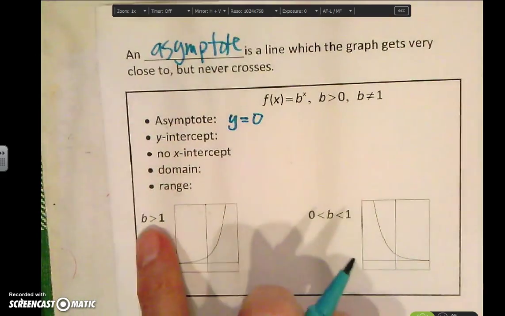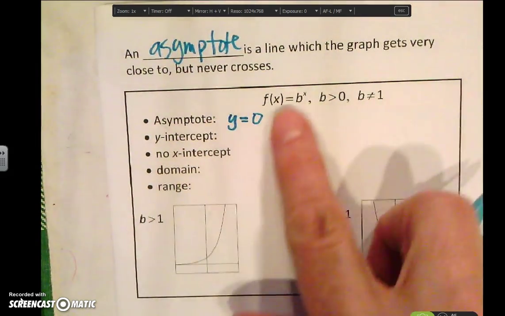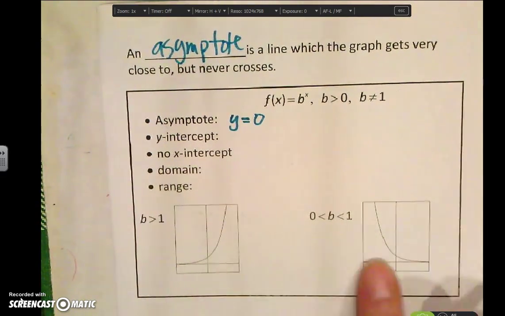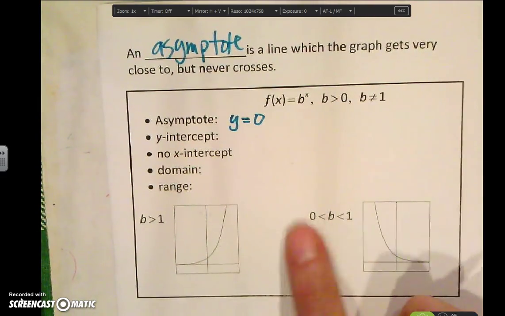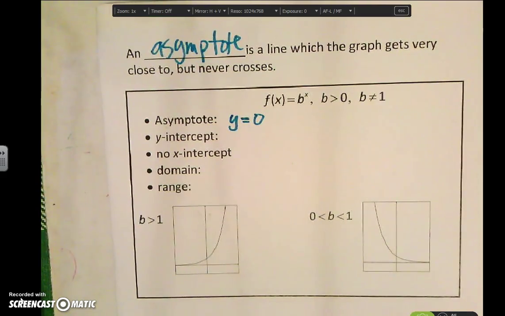Notice here I have them kind of separated. This is like the first group where I had y equals 2 to the x power. So b is greater than 1. And this is like the second group of problems where b is a fraction in between 0 and 1, like the 1/2 to the x and the 1/3 to the x. So that's the two different graphs.